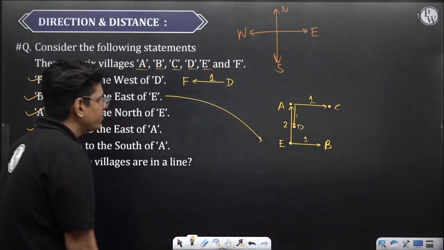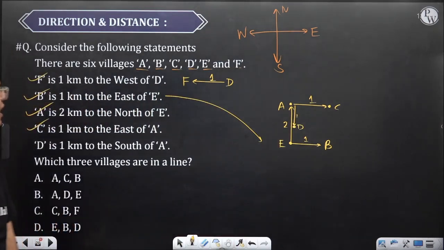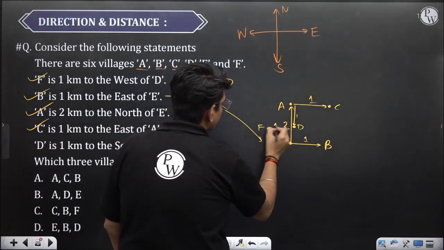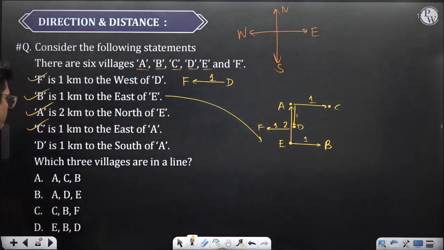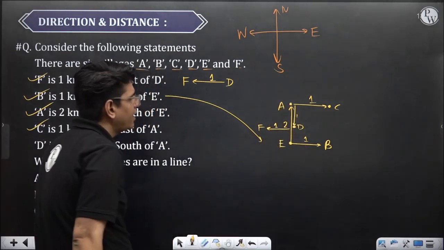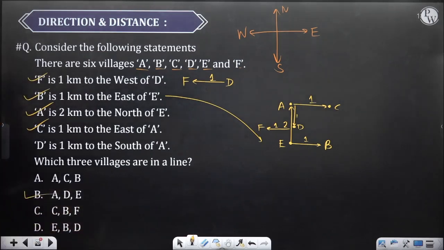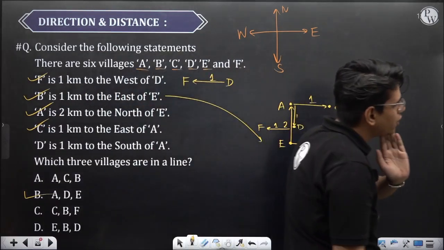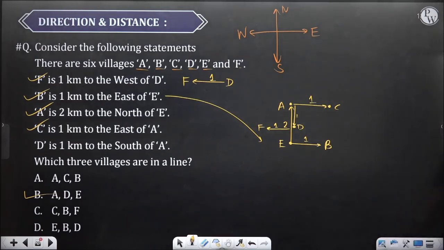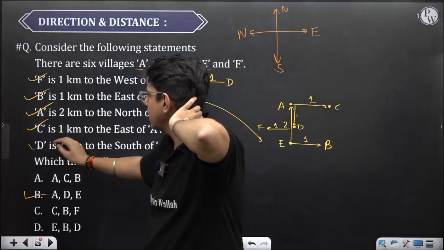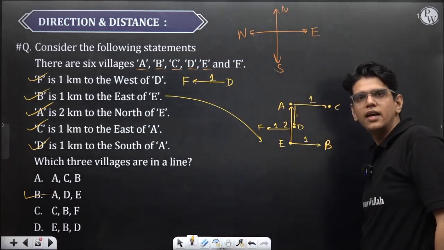And we know F is where? F is towards west of D. So F is somewhere here, right? This is 1. Okay, this is done now. Which 3 villages are in line? So A, D and E are in line. So the answer is A, D and E. Right? Simple. We have 6 villages and the position of some of the villages with respect to other villages is given. We need to decode all these things and make this diagram. Right? We can clearly answer A, D, E are in line.